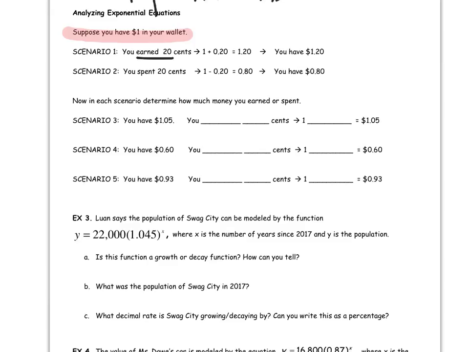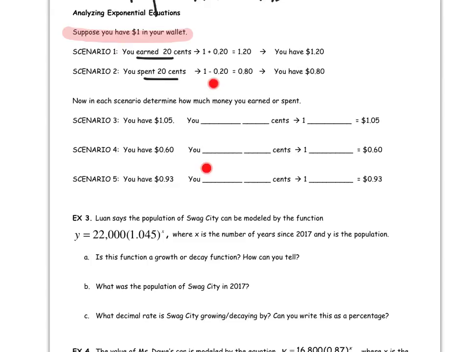You could probably do this one in your head as well. So go back to this original scenario. You have $1 in your wallet, and this time you spent 20 cents. So this is you losing money, right? If you spend 20 cents, you start with your original $1, and you subtract 20 cents, and you get 0.80. And that means that you have 80 cents, right? So here's a couple scenarios.